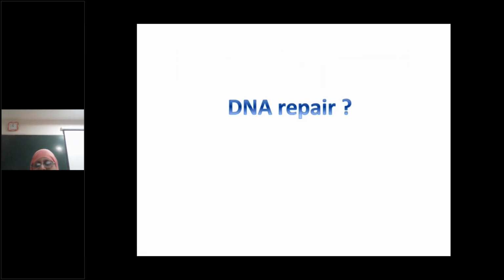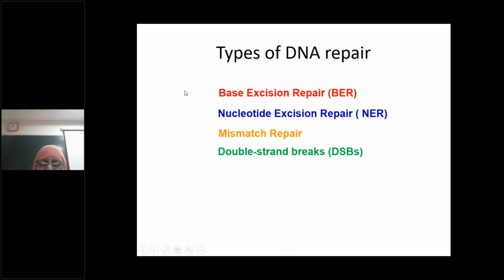Now, we are saying so much DNA undergoes damage by so many mechanisms. So there are also several mechanisms for the repair of the DNA. We will be seeing what mechanisms help in repairing DNA damages. These are the different types of DNA repair: base excision repair, nucleotide excision repair, mismatch repair, and double strand breaks repair. So four types of DNA repair are seen.